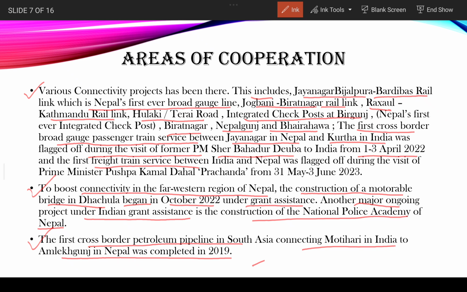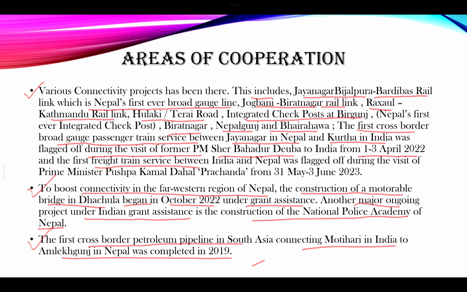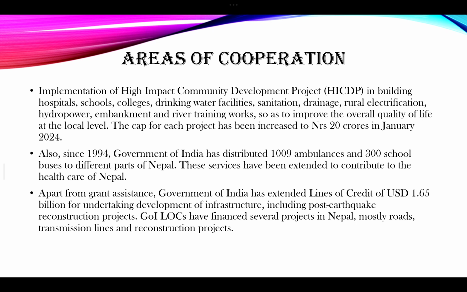There are a few other petroleum pipelines which have been discussed in the 7th India Nepal Joint Commission. There has been the beginning of new pipelines as well, and I'll be talking about that later on in the current affairs part. So this is about the first cross-border petroleum pipeline in South Asia. I think you must remember this and a few examples from the above portion as well.